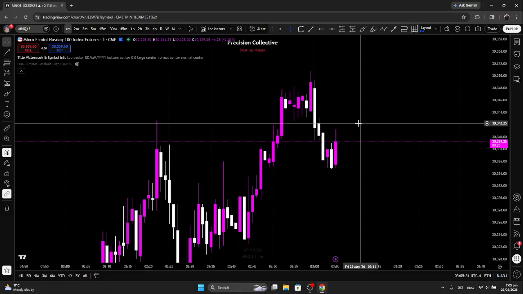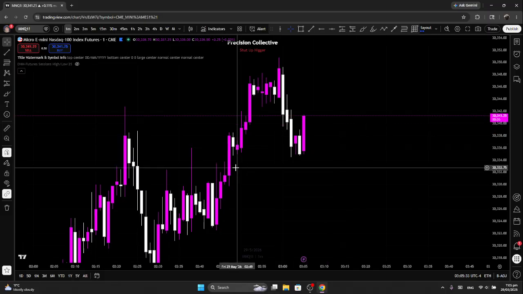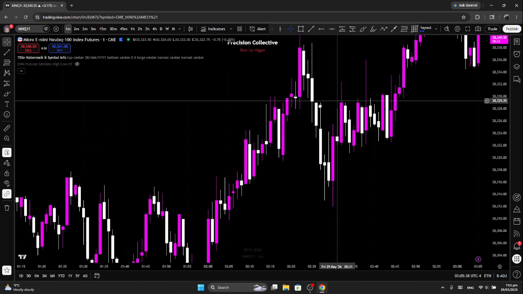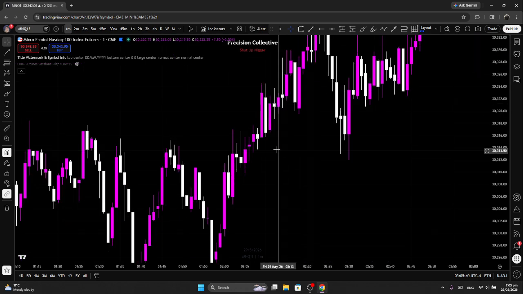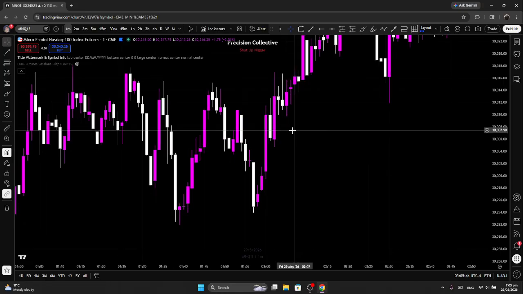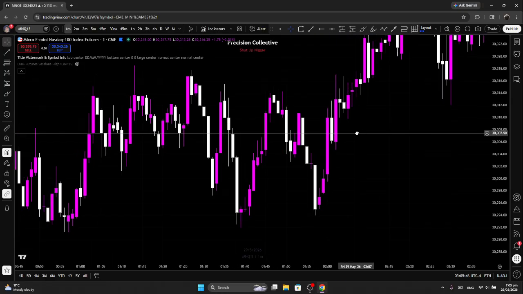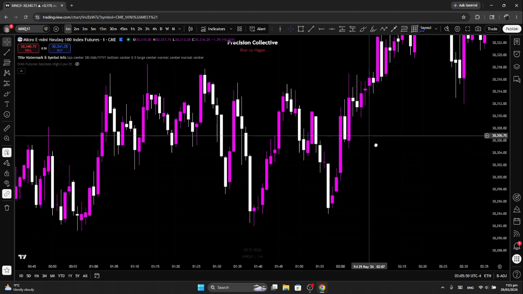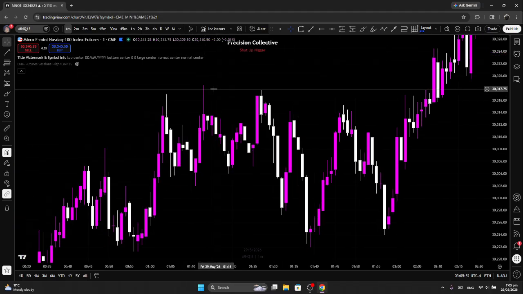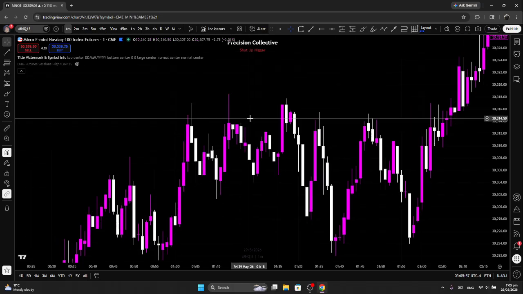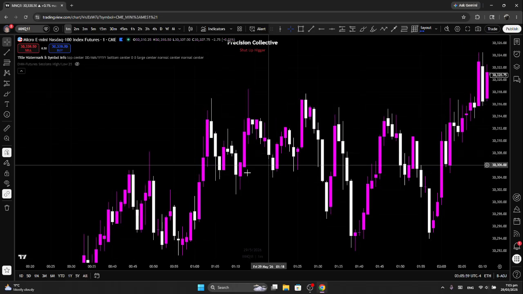A strong body equals conviction, right? A strong body tells us that the market knows where it wants to go. A long wick means rejection. Price tried to come up here, failed, and came back down. And a small body, let me try and find a small body.